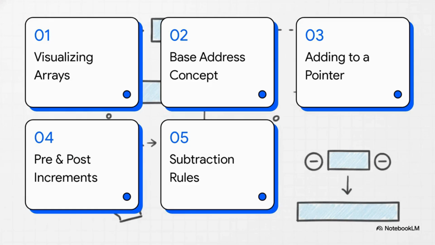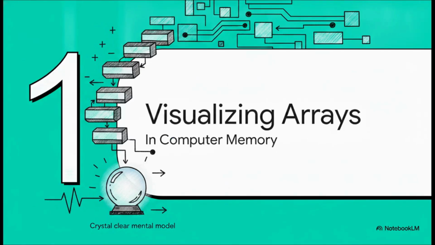Here's our roadmap for today. We'll start by visualizing arrays in memory, then cover the base address concept, adding to a pointer, pre- and post-increments, and finally, pointer subtraction rules. Simple enough, right? All right, Section 1, Visualizing Arrays in Memory.